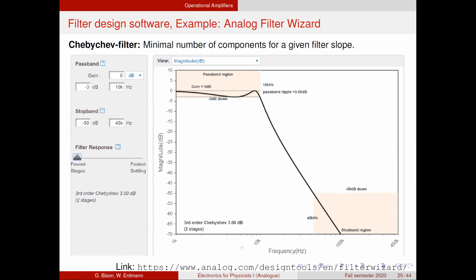But it's a really convenient way to generate filters. And so what you have to specify in order to generate a nice custom filter is a passband region. So here you say, okay, I want 0 decibels gain, so an amplification factor of 1. And I can allow up to 3 decibels deviation from that in the passband, which goes until 10 kilohertz. And then I have a stop band, which starts at 45 kilohertz, and there I want at least 50 decibels of reduction. So this is what you specify.